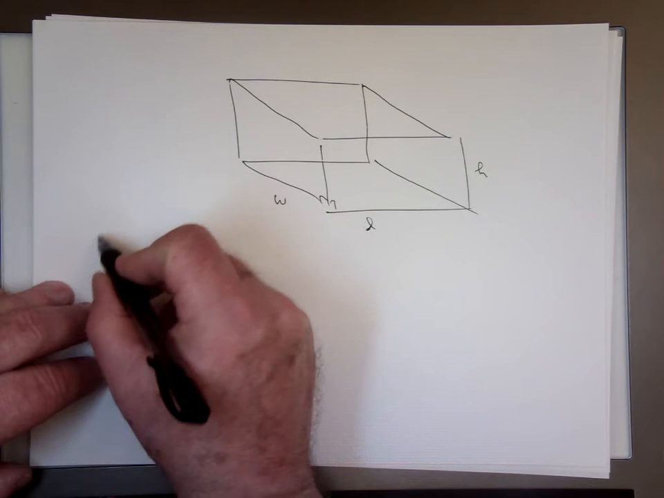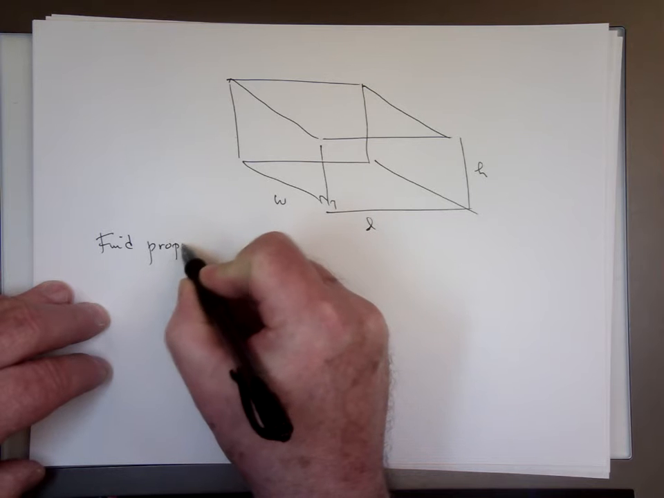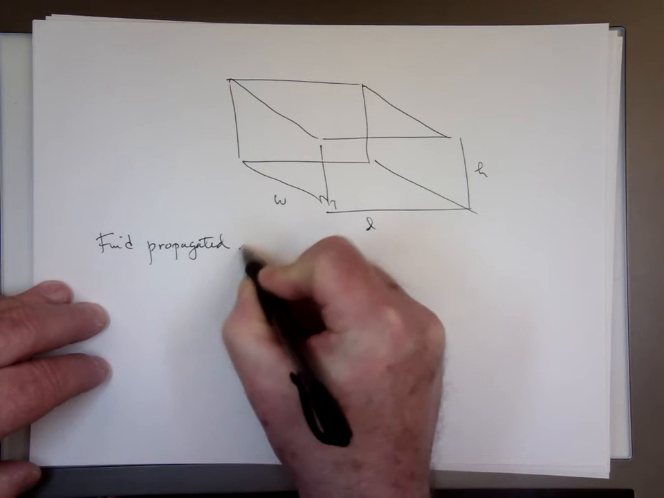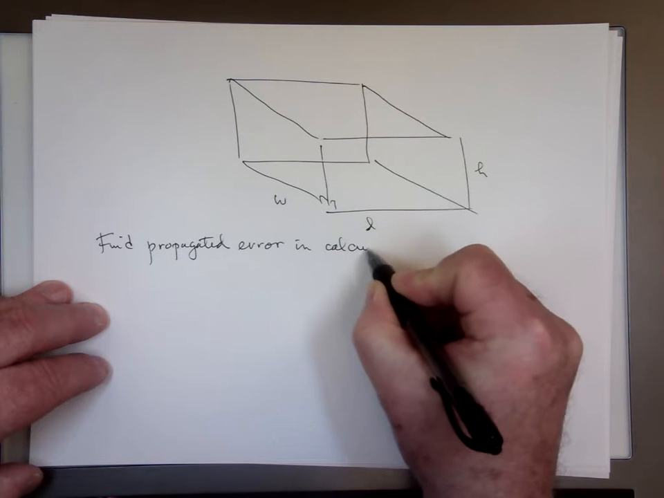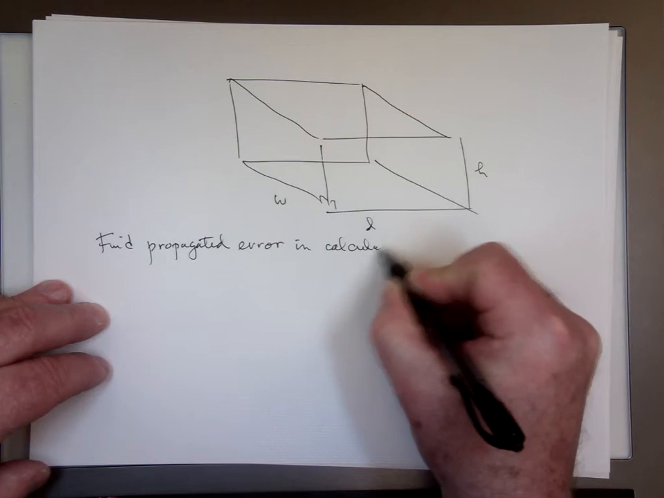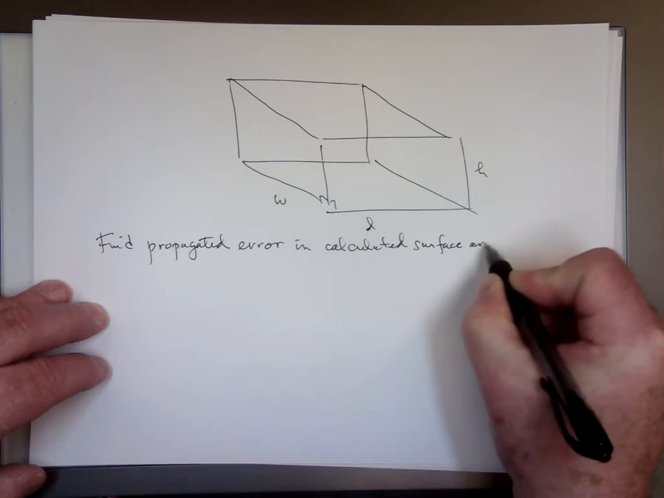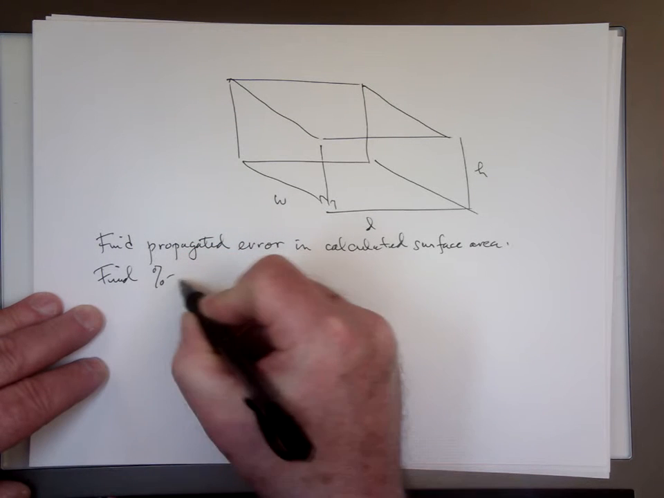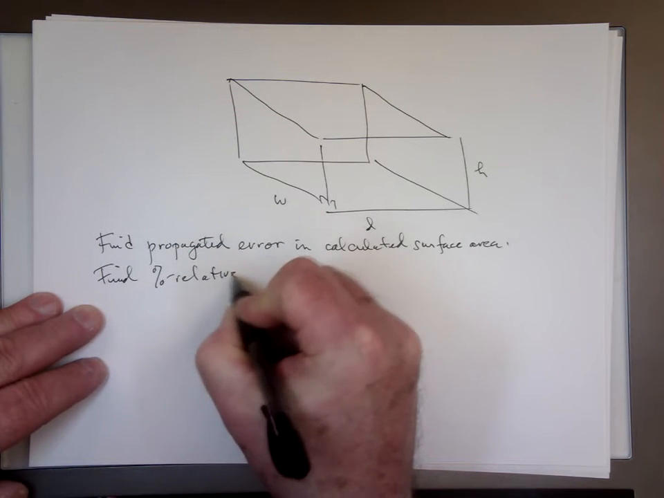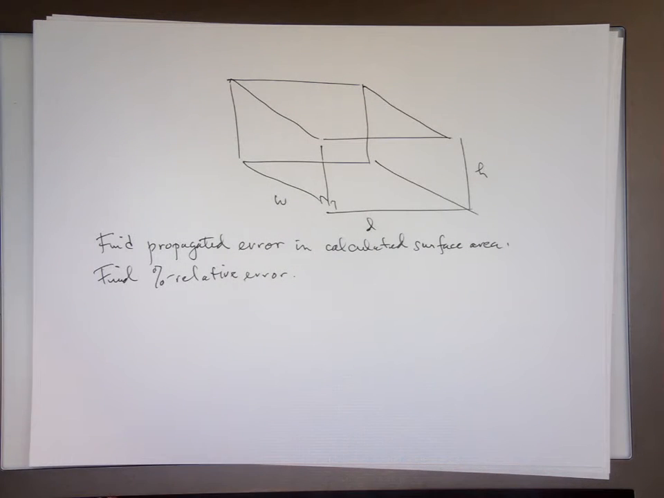Here's what we want to do. Find propagated error in the calculated surface area. And we also want to find the percent relative error in that calculated surface area, okay? That's what we want to do, all right? So, let's figure it out.